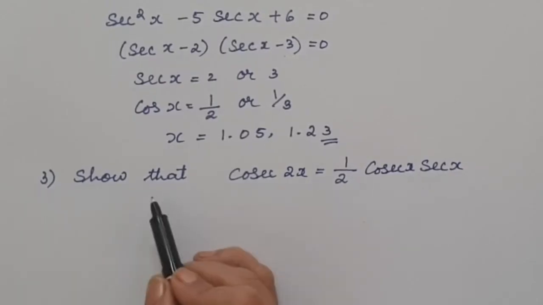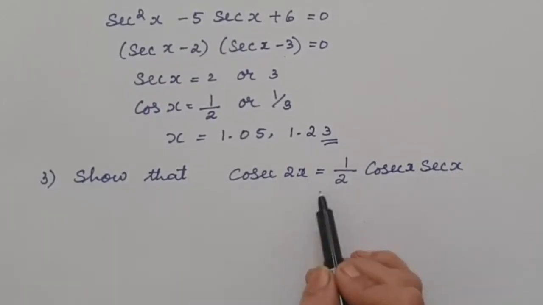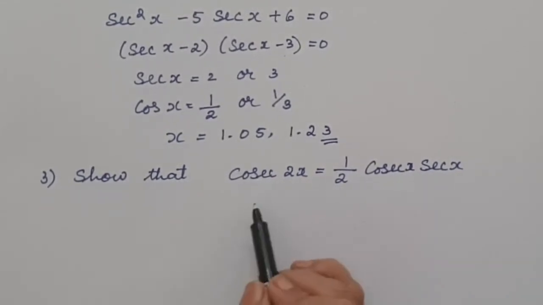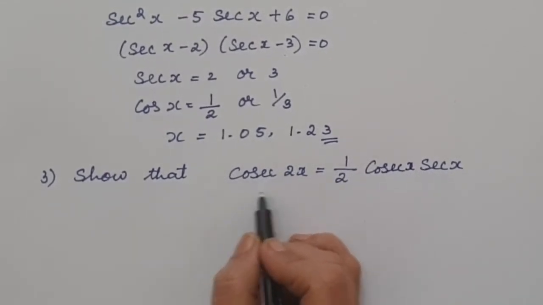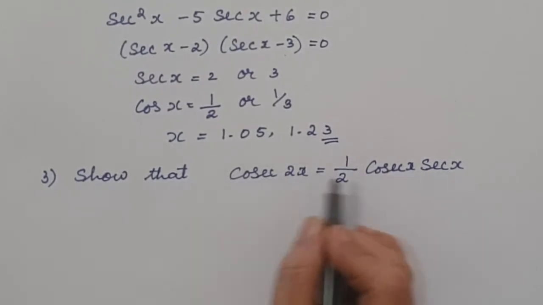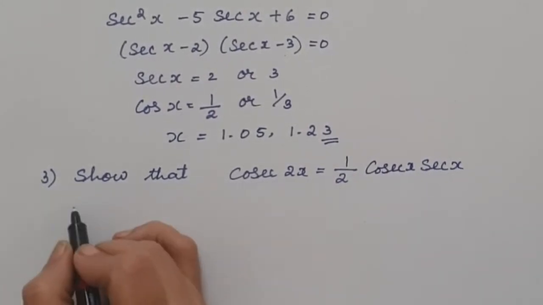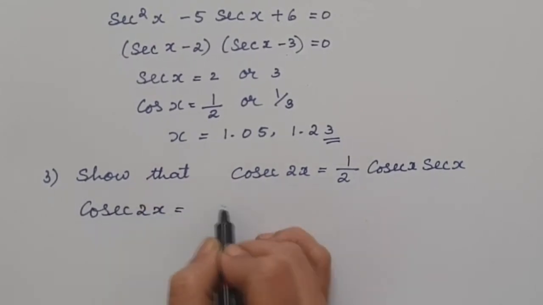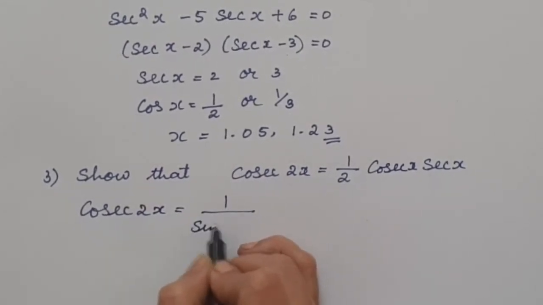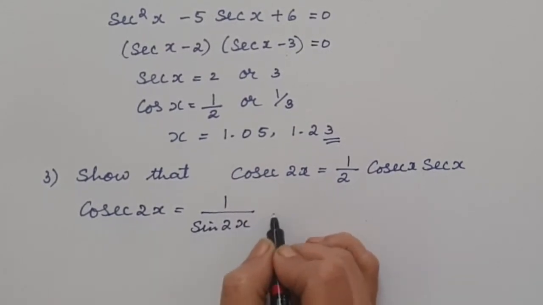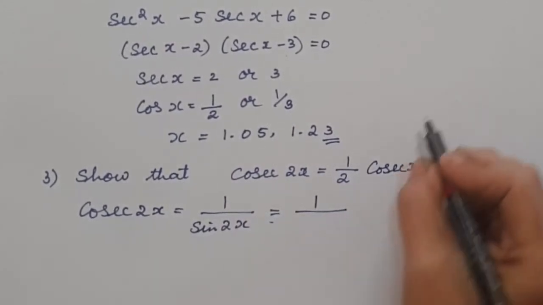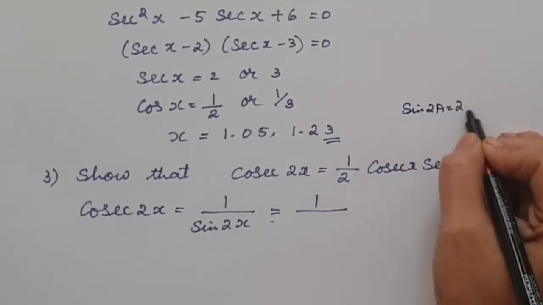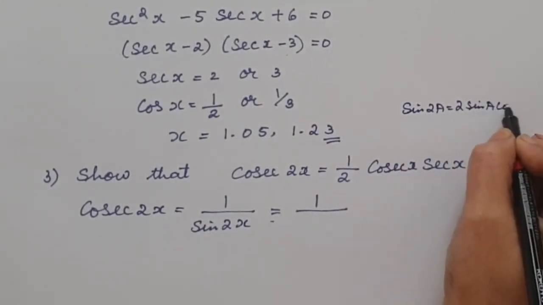The third part, show that cosecant 2x equal to 1 by 2 cosecant x secant x. This is a simple question and we have to show that. So we'll take the left side and try to get the answer on the right side. So cosecant 2x can be written as 1 over sine 2x. The formula for sine 2a equal to 2 sine a cos a.